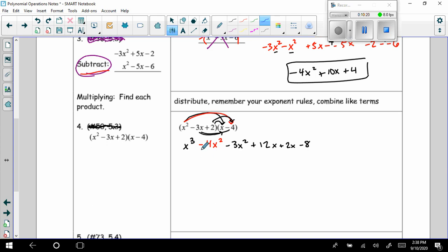Now we just want to combine like terms. And the way that I multiplied it, my like terms are already lined up. Otherwise, just draw yourself a line or regroup, whichever one works for you. So we get x cubed minus 7x squared plus 14x minus 8 as our final answer.